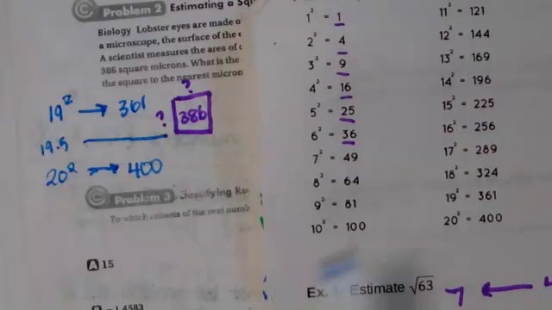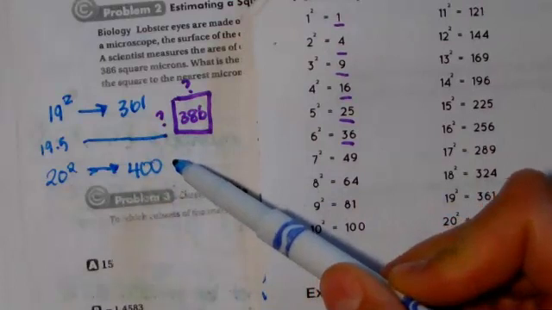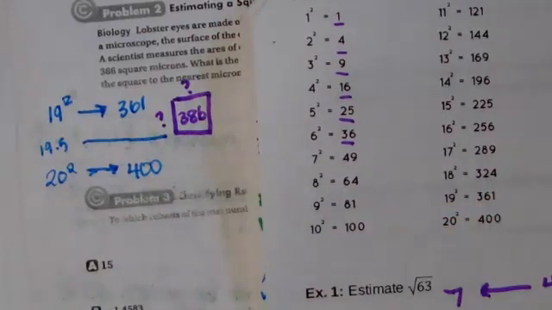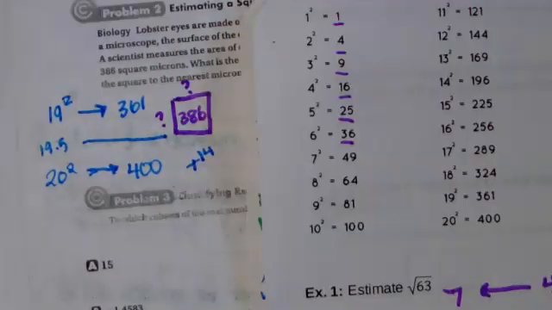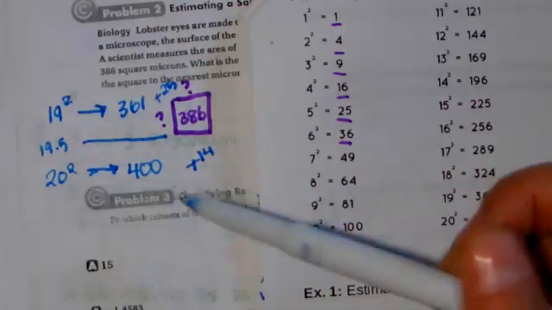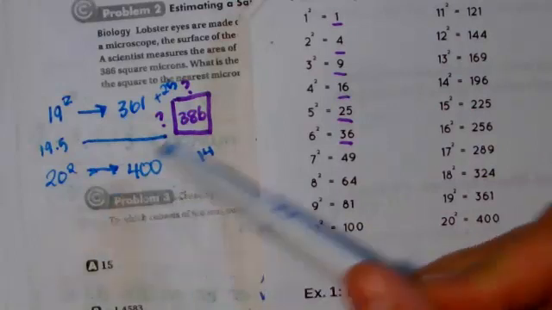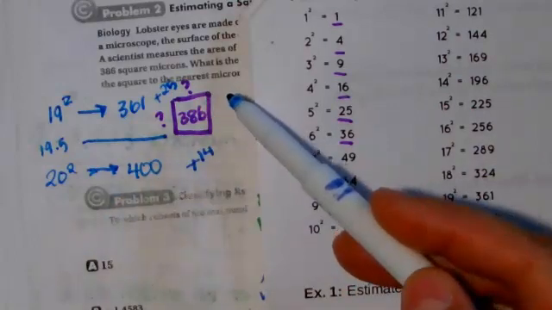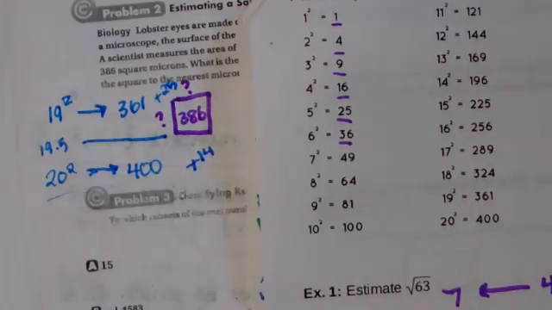Okay, so let's think about it. How far away is 386 from 400? How many units, Joe? 14, right? This way it's 14 units away. How far is it from 361? Go ahead. 25. So, it's closer to 400, isn't it? So, when we give an estimate to the nearest whole number, what's the estimate? 20.